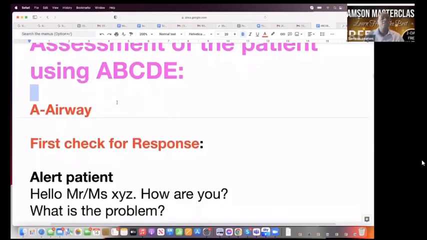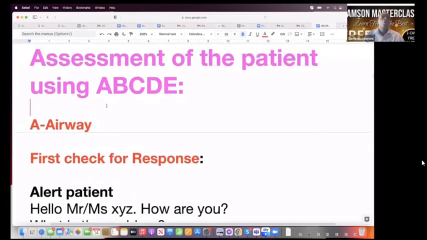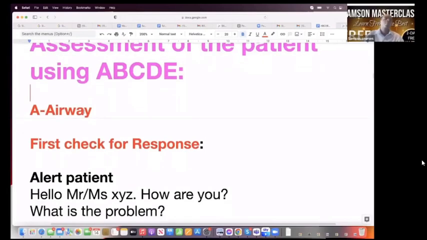So let's start. You can pass these stations without getting the diagnosis itself, as long as the application of ABCDE is accurate and you know how to apply it on an unwell patient. So we will start with A, airway. How do we assess airway when we identify the patient is unwell?